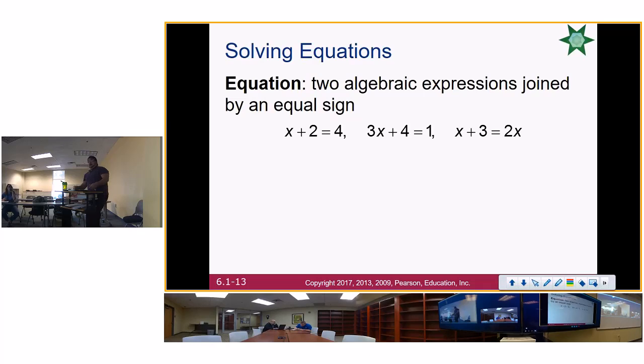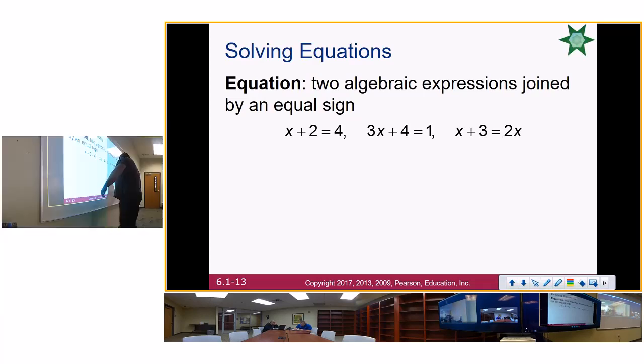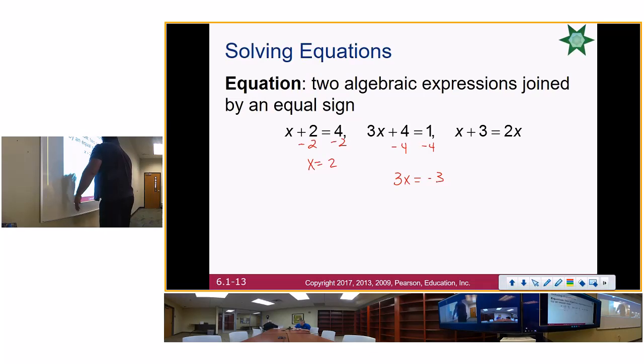So, if you have something like x plus 2 is equal to 4, how do you get rid of a positive 2? You subtract 2. And if you do it on one side, you got to do it on the other. And most of y'all know how to do that. And over here, how do you get rid of a 4? You subtract 4. And if you do it on one side, you do it on the other. And now how do you undo multiplying by 3? You divide by 3. And most of you know how to do that.